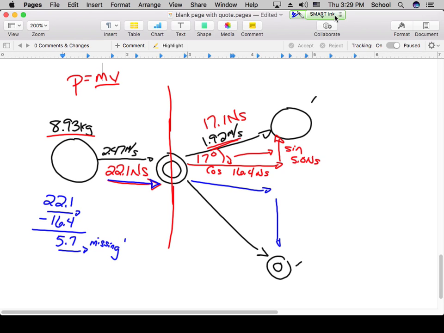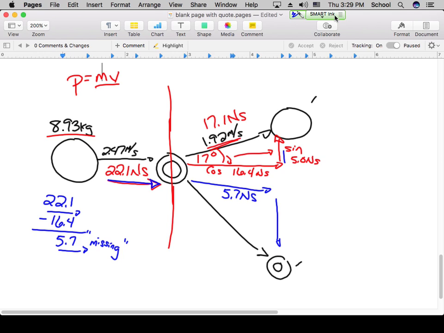Now, is it really missing? No, it's in the pin. So the pin going forward must be 5.7 newton seconds. Now, how much of the bowling ball's momentum originally was going off to the side? Say none. All of it was going forward, none of it was going to the side, but afterwards we have some momentum going over to the side.